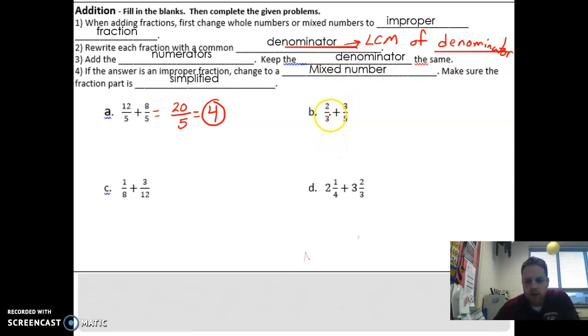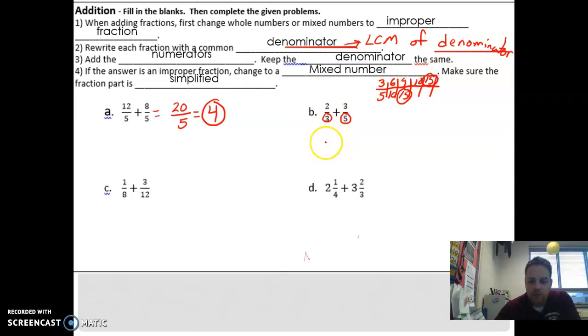Uh-oh. So now I look and I say, okay, I have a 3 and I have a 5. What's their common denominator, their least common denominator? So what I'm really going to do is find an LCM of 3 and 5. Now, if we know our facts, we probably already know it. 6, 9, 12, 15, and I know 5 is going to go into 15. So our LCM of these two is going to be 15.